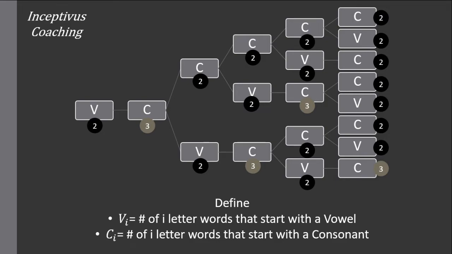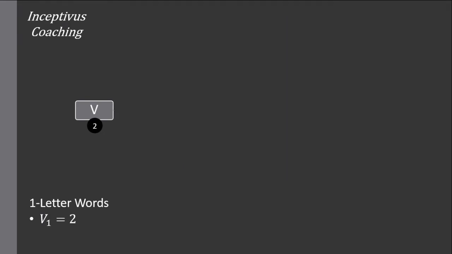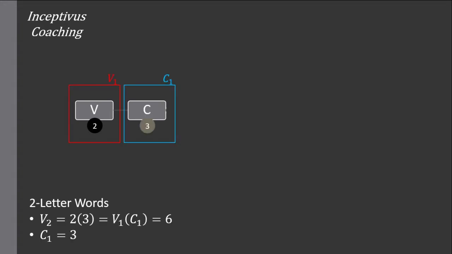Now let's go back to the beginning of the tree and try to look for some recursive pattern. The first letter has to be a vowel, right? So this is essentially a one-letter word that begins with a vowel, and we know that V1 is equal to 2.